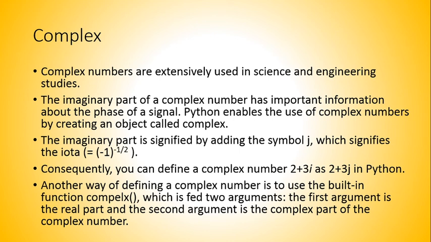Another way of defining a complex number is to use the built-in function complex. Now this function has two arguments. The first argument shows the real part of the number and the second argument is the complex part of a complex number. So when I'm trying to code it in this Python console, let me show you how it is done.